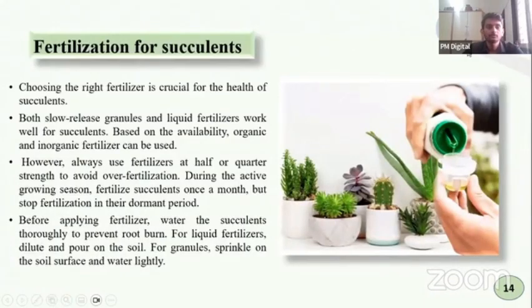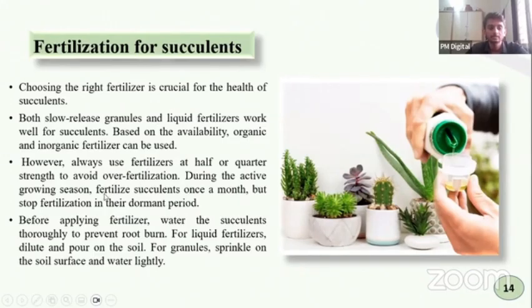And now coming to the fertilization of succulent plants. Succulent plants are generally slow feeders, so they require slow releasing granules. So we can use granules as well as liquid fertilizer. However, always use fertilizer at half or quarter strength to avoid over fertilization.